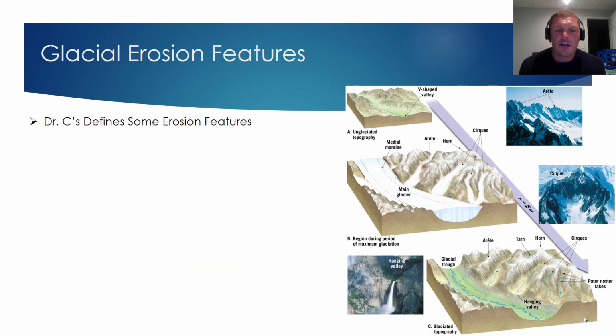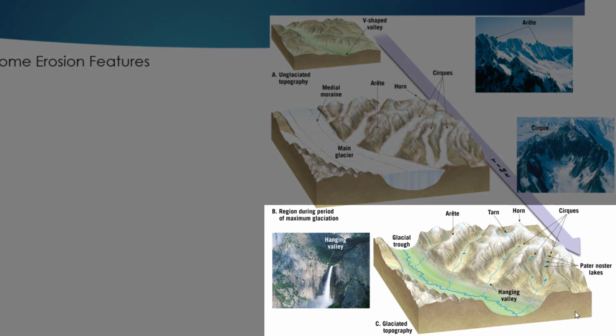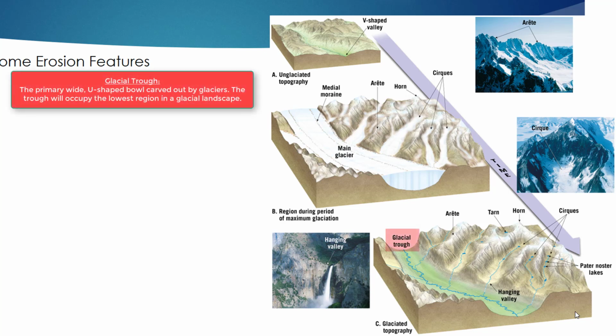Okay, let me overview some glacial erosion features for you. In the illustration shown, the bottom picture shows what the terrain may look like today. But if we go back in time, back to when the glacier dominated this landscape, we would see the middle picture. The first thing I want to discuss is the glacial trough, and it's that really deep bowl-shaped region that's carved out by the main glacier.